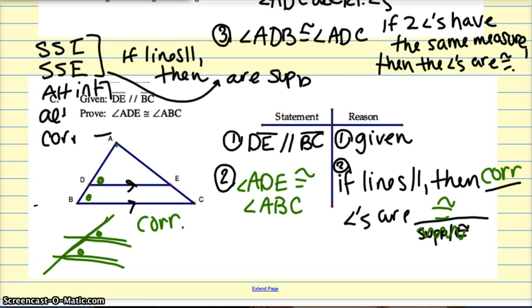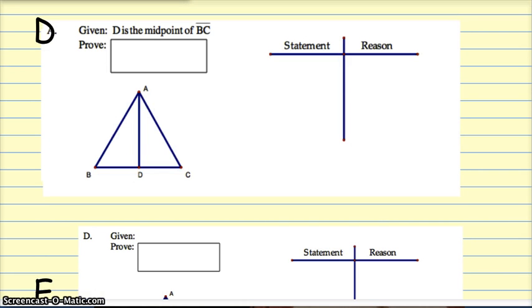Two steps. Letter D. It says that D is the midpoint of BC. What I've done is I left the proof blank. What do you think you're trying to prove? If D is the midpoint of this line segment BC, then what do you know to be congruent? Well, we know that DB is congruent to CD. That's what I'm trying to prove.